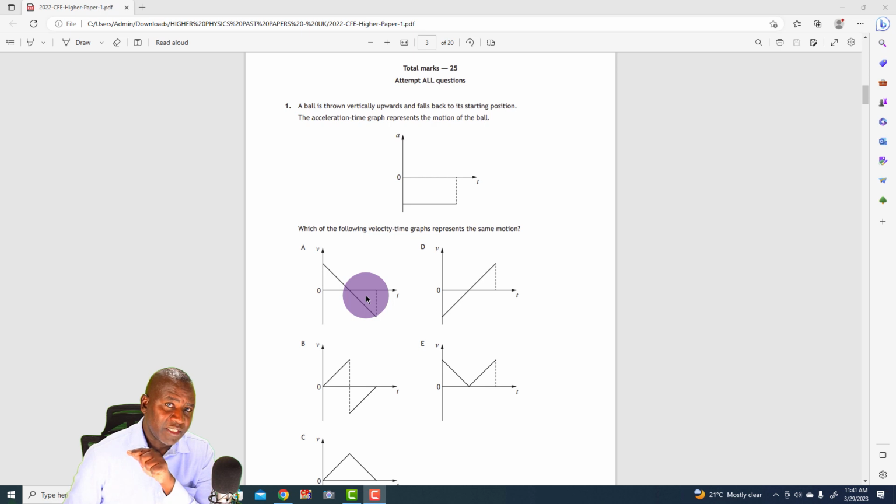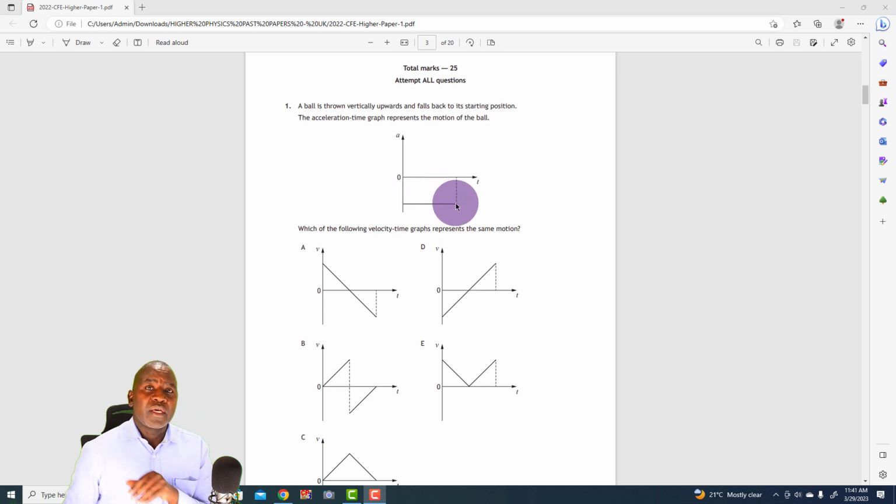This other graph here would not be correct, because when I calculate the gradient of this line, I find that although it gives me acceleration, that acceleration is positive. But the acceleration for this object is negative. When you throw an object vertically upwards, the acceleration for the complete motion, even when it reaches maximum height and starts moving down, must be the same, and it must be negative acceleration due to gravity. So that is why we ruled out D.